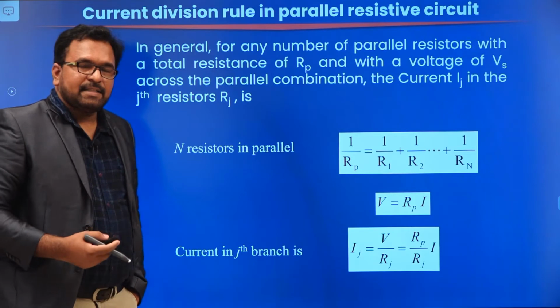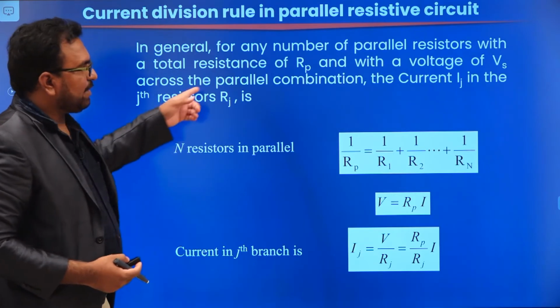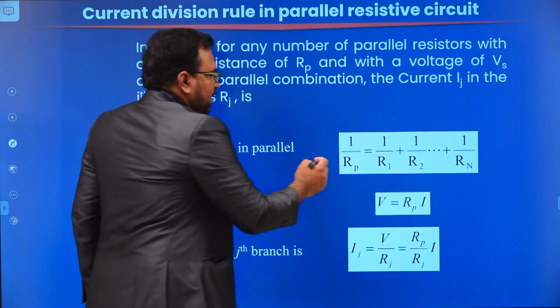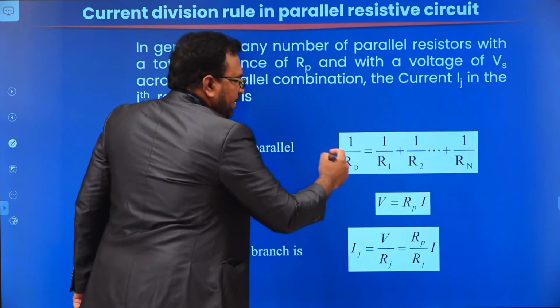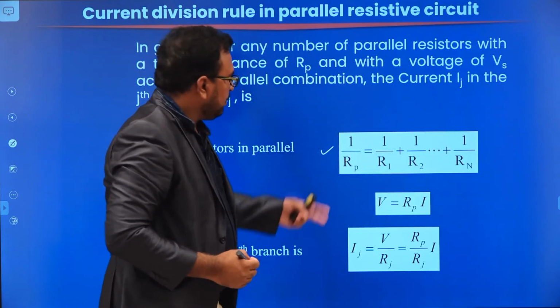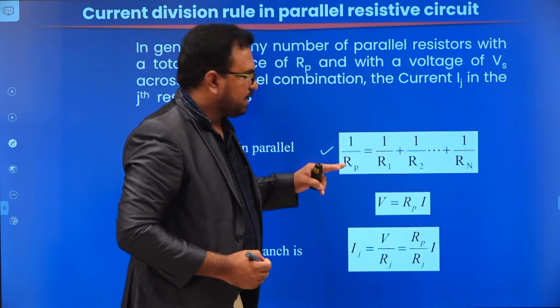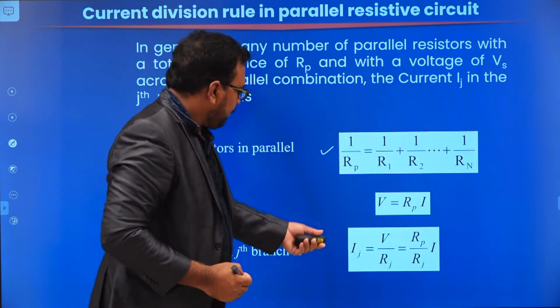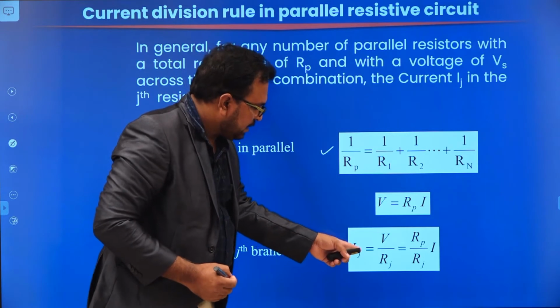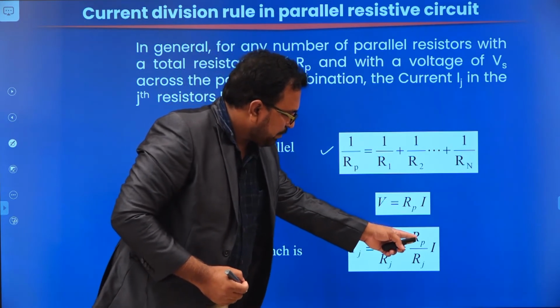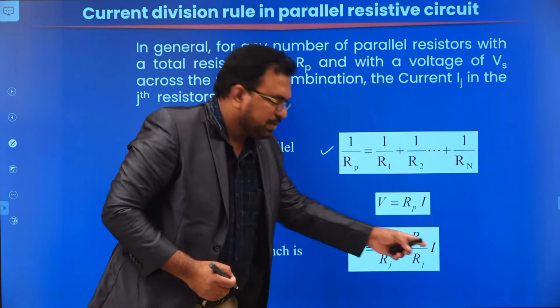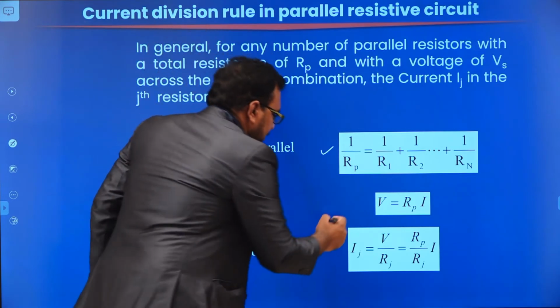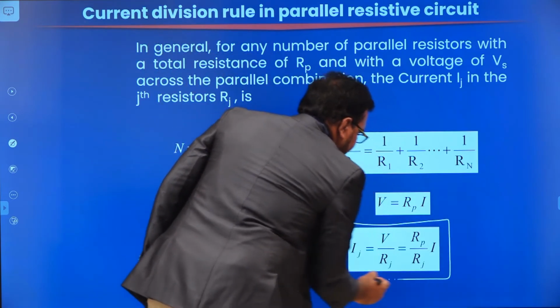If you want to generalize the formula, here I have considered n resistors. If all the resistors are connected in parallel, the equivalent resistance is given by 1 by RT equals 1 by R1 plus 1 by R2 and so on up to 1 by Rn. From that, in general, you can calculate Ij as the total parallel resistance divided by the individual resistance into the current. So this is the generalized formula.